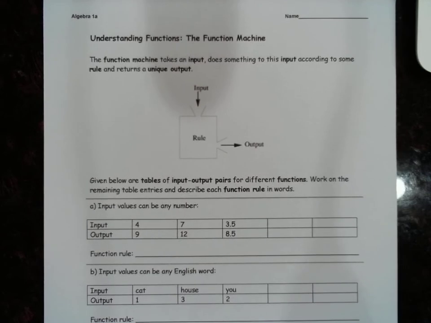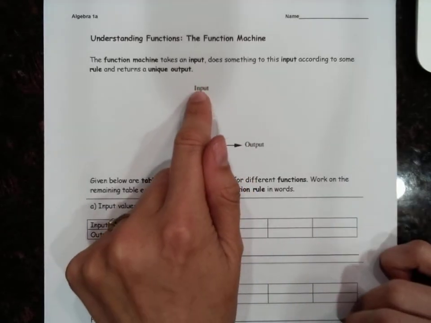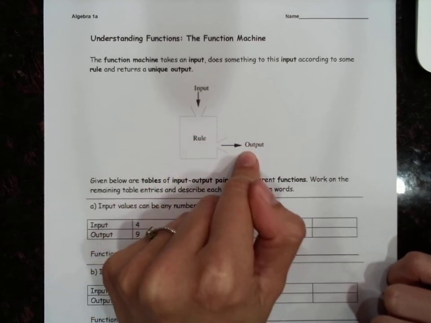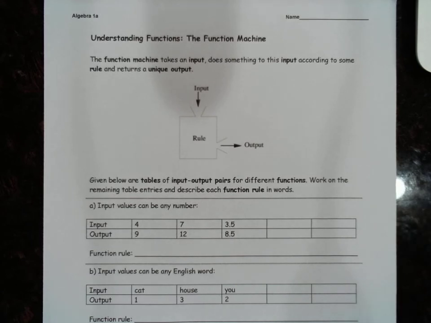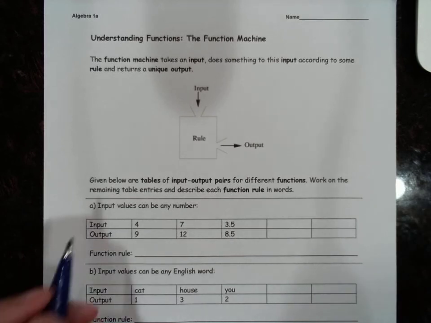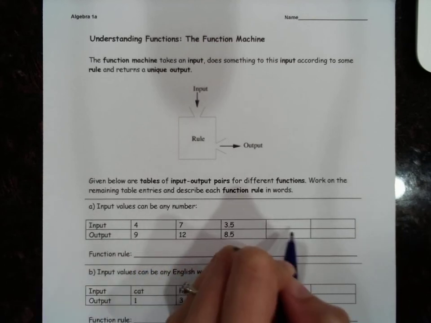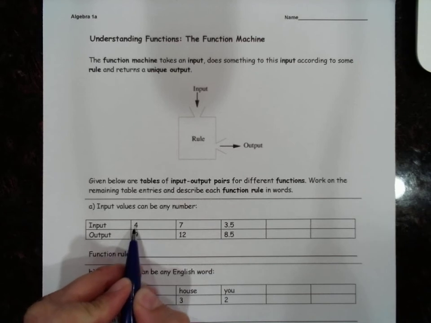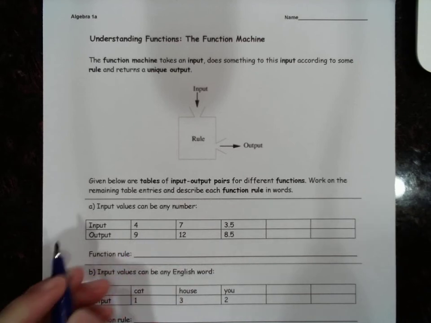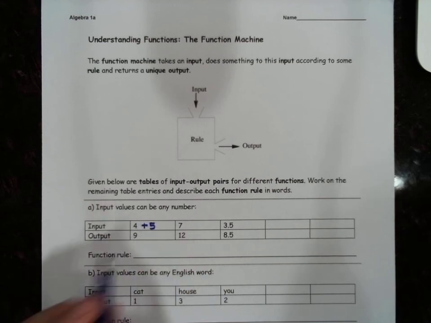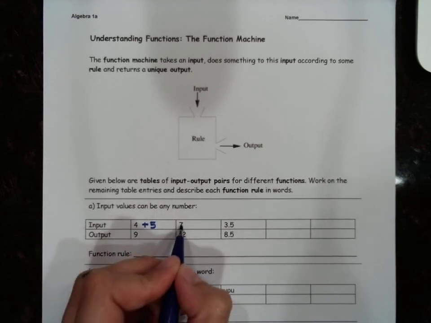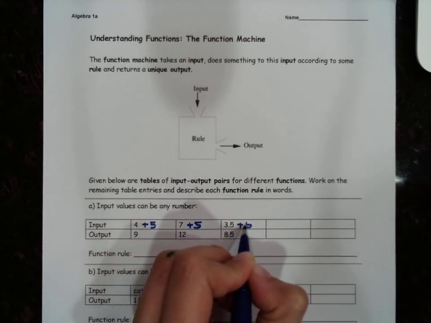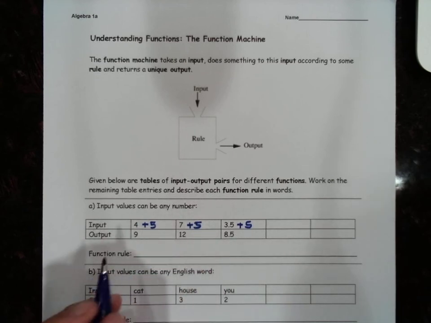So like we talked about a machine, every time you input it, it does something to it, the same thing over and over again, and it gives you the output. Okay, so we want to figure out the function rule, and we want to complete the table using that function rule. So if our input is 4, what's the machine doing when it spits out a 9? Well, adding 5, right? 4 plus 5 is 9. If you put in a 7 and you add 5, you get 12. If you have 3.5 and you put in 5, you get 8.5.